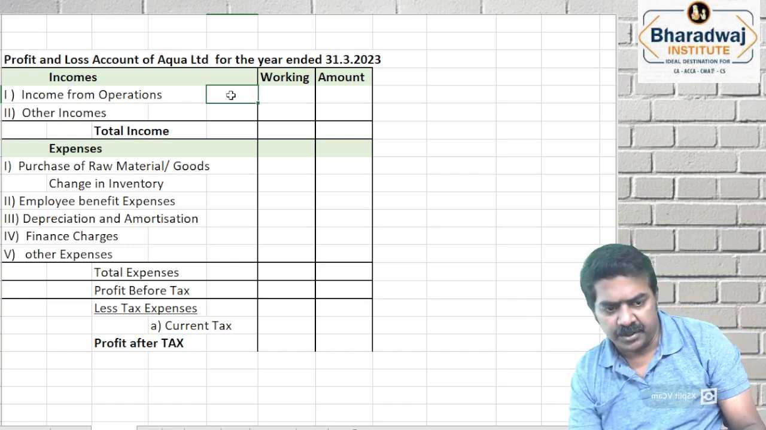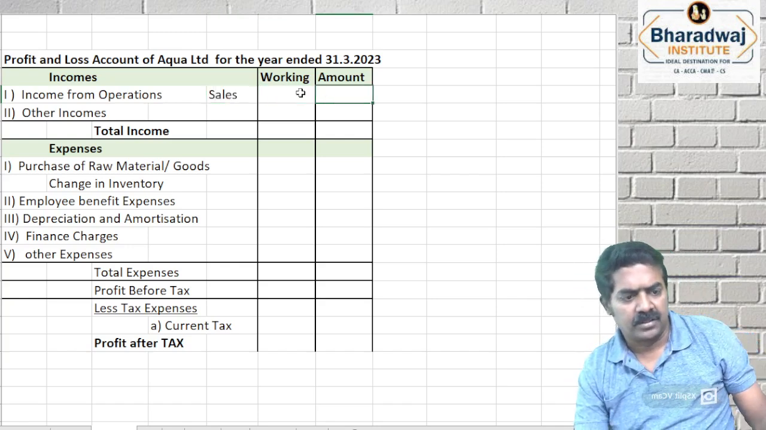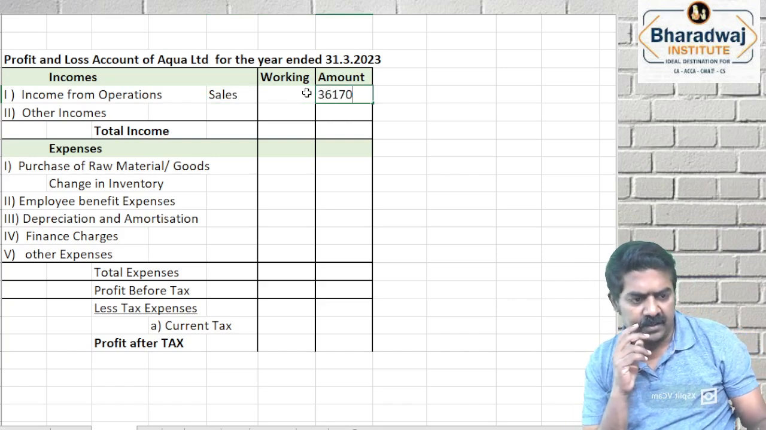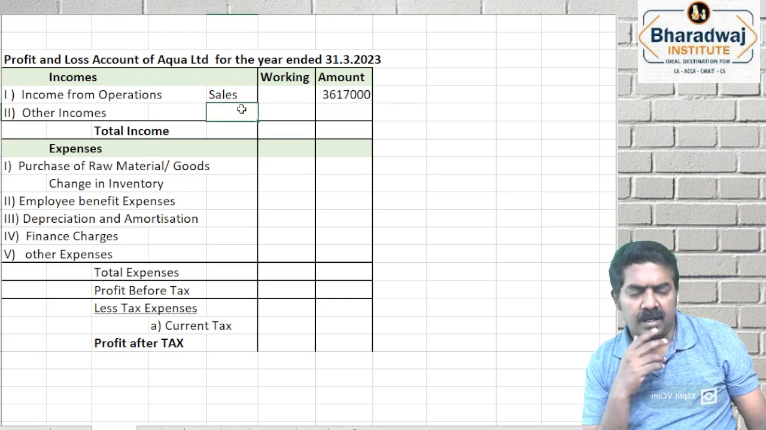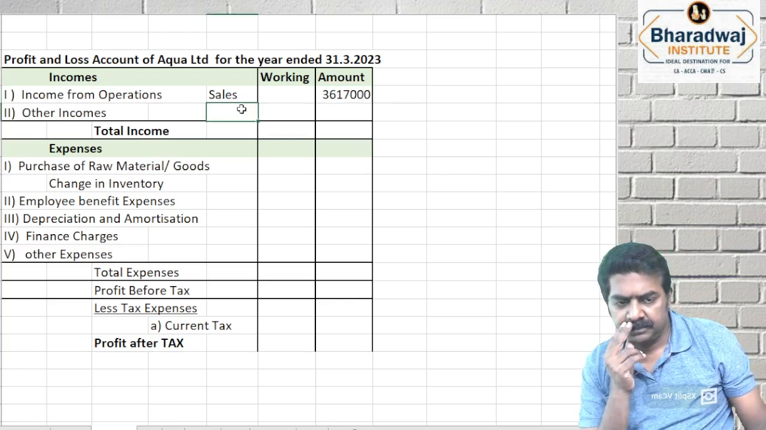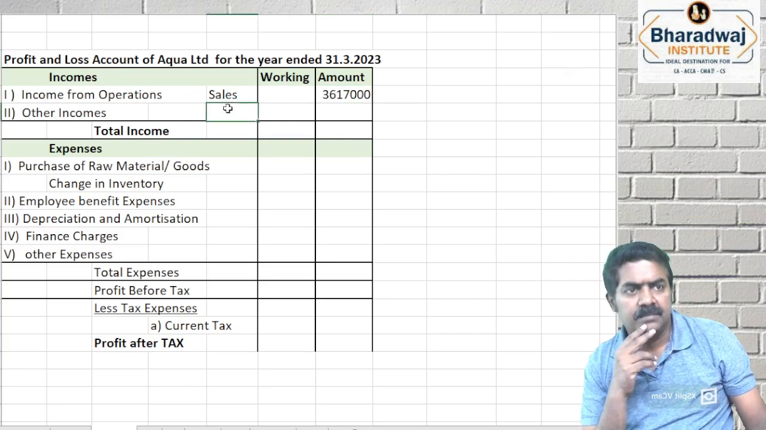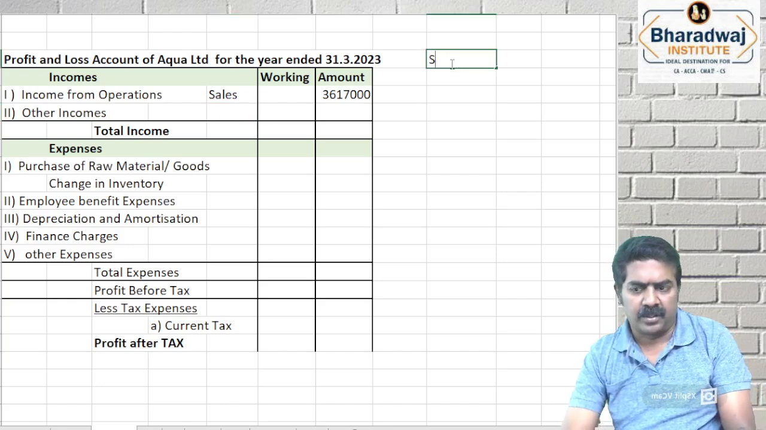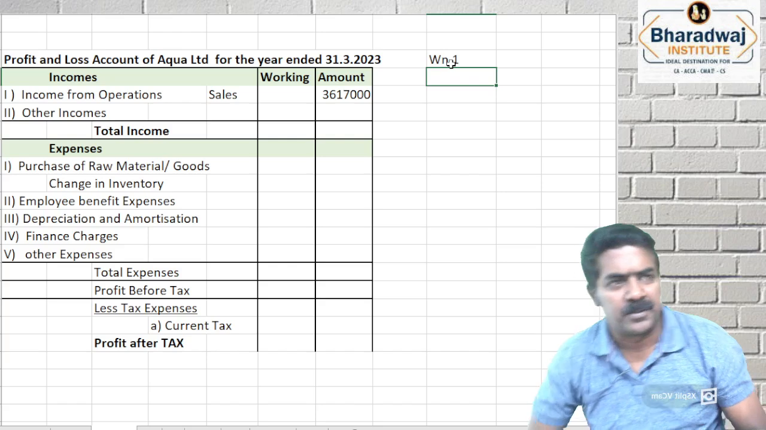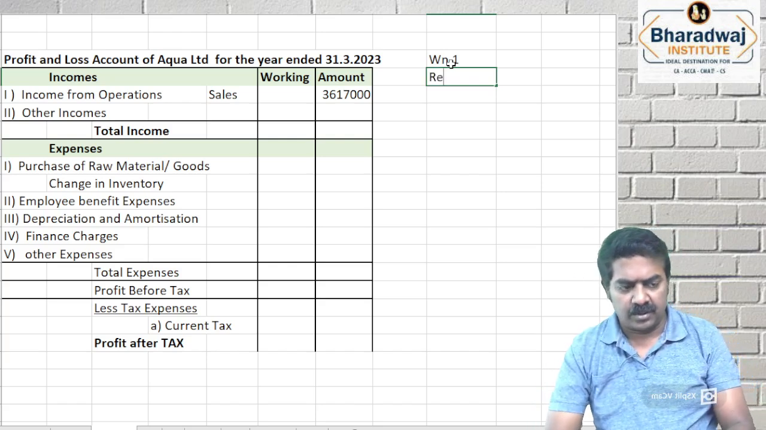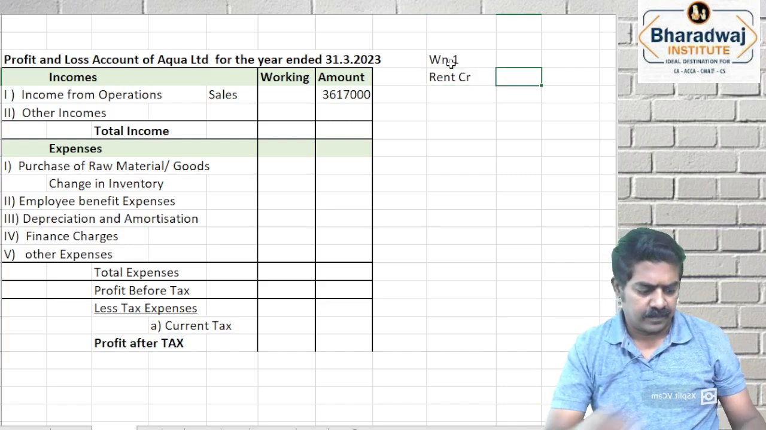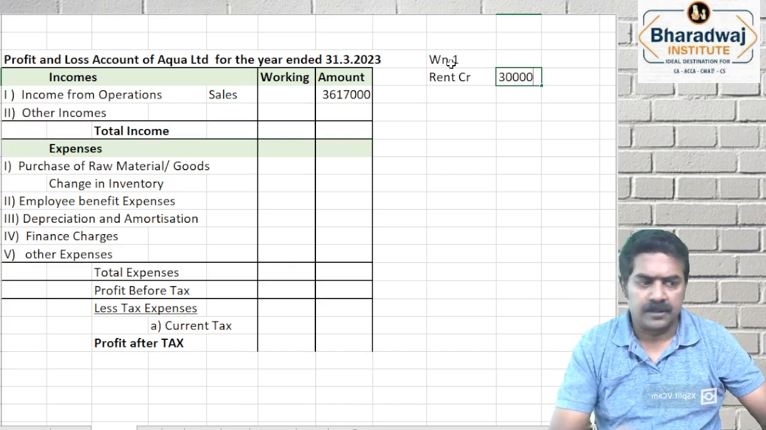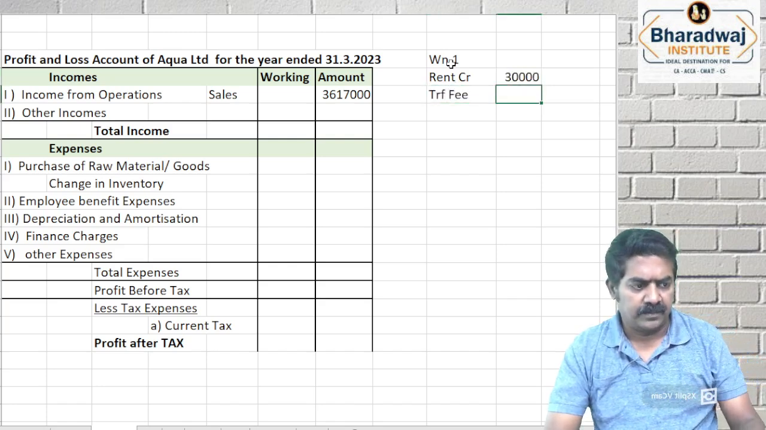What is income from operation? We'll work it together. 36 lakhs, 17,000. Other incomes. What will come in other income? So prepare schedule 1 or working note 1. In the classroom it is okay to skip, but in the examination you should give the working note. Rent received, how much? 30,000. Transfer fee.